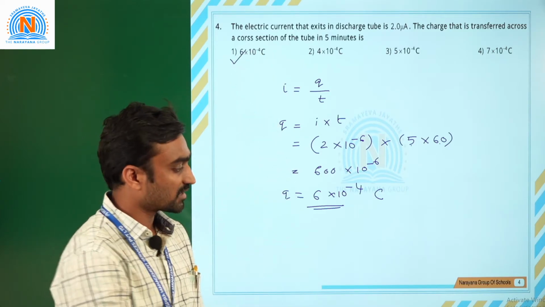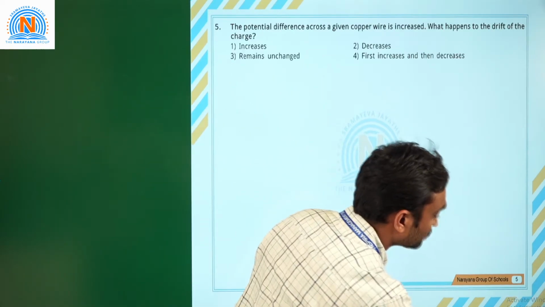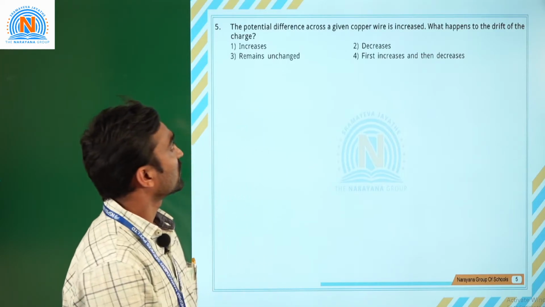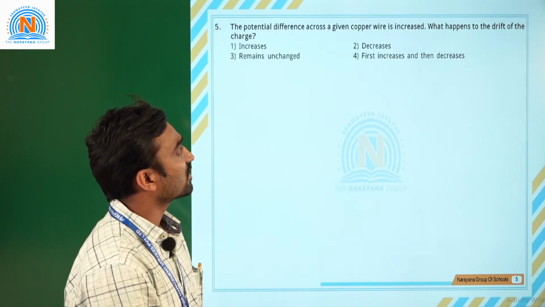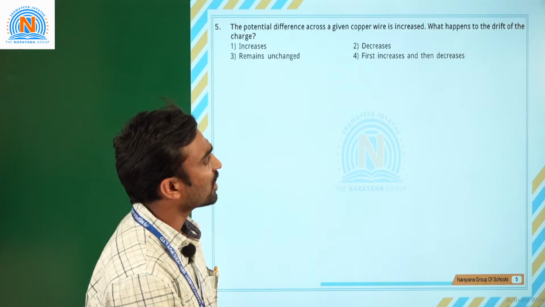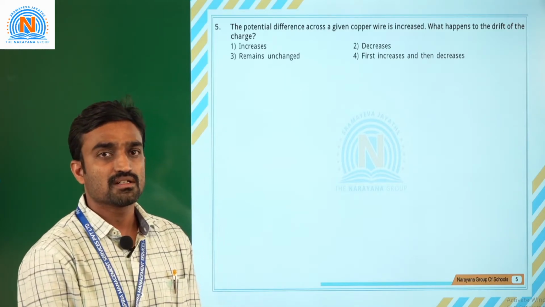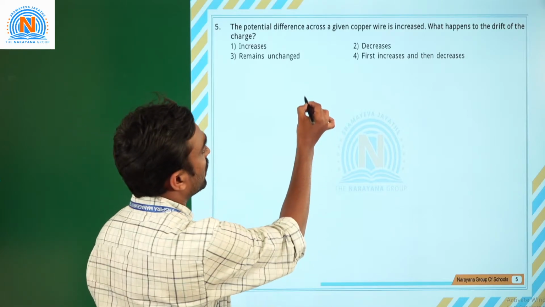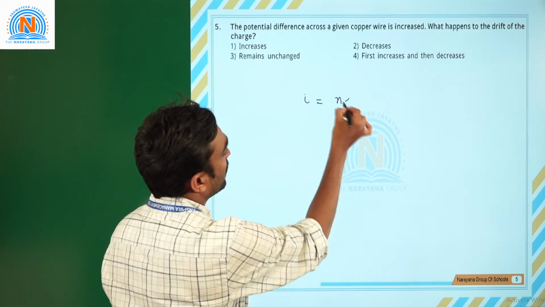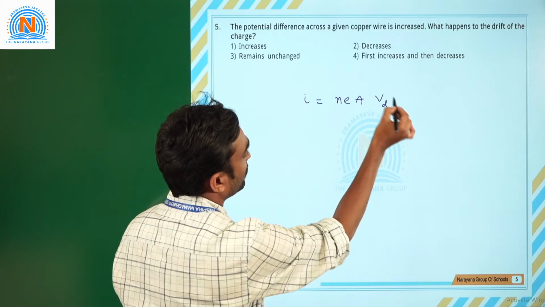Now let's move to the next question. In this question, they are asking the potential difference across a given copper wire is increased. What happens to the drift speed of the charge? So we can solve this question by a simple relation that we know, I equal to NEA VD.